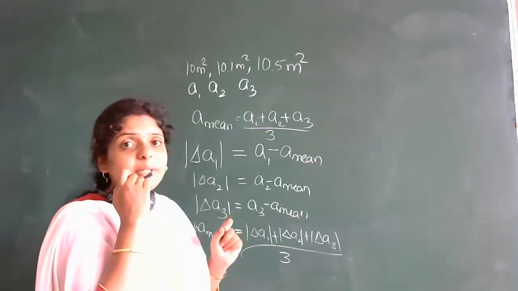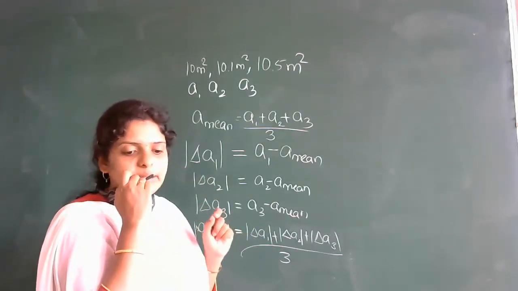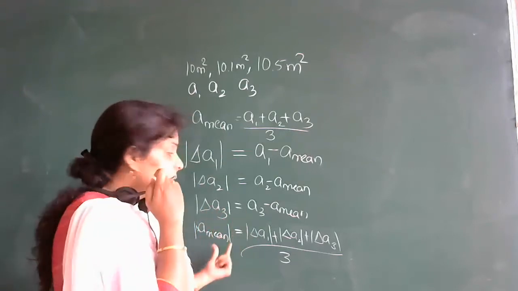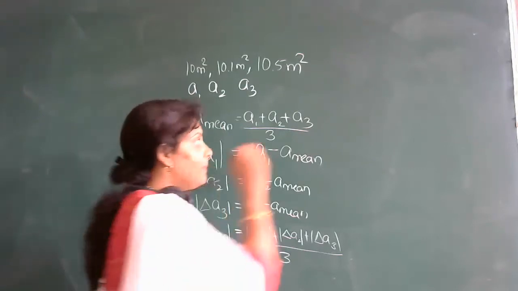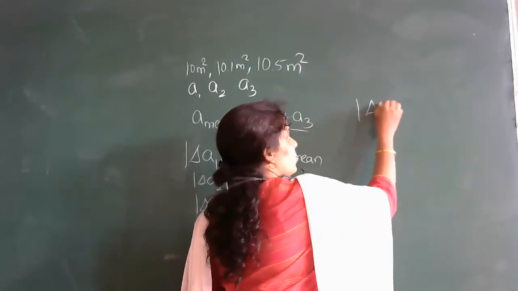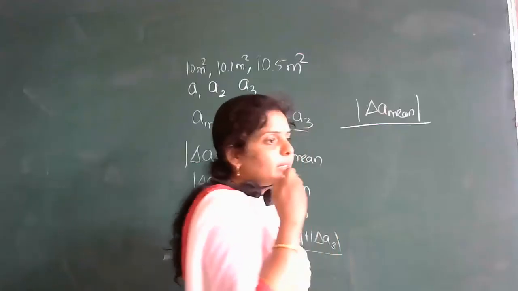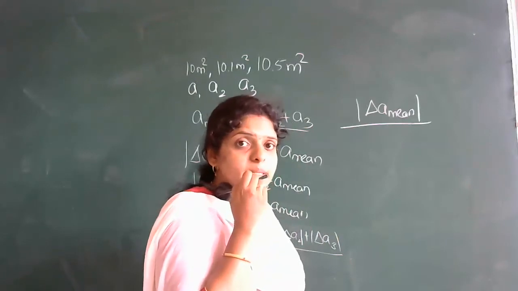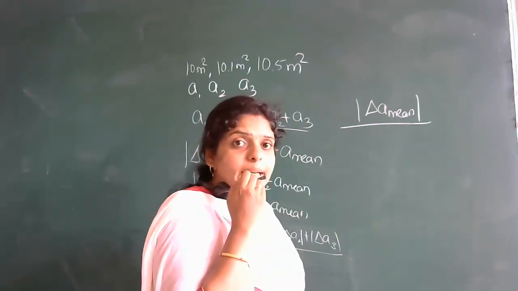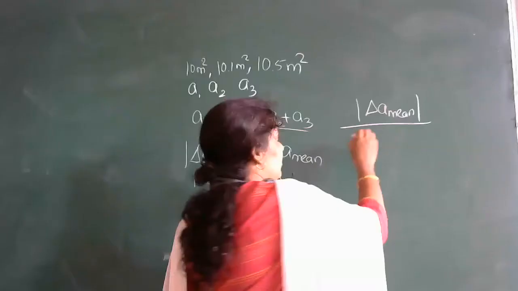Your relative error is the ratio of this absolute error mean. Absolute error mean is written as what? Delta, mod delta A mean. This is your absolute error mean divided by what you will write? Divided by A mean.